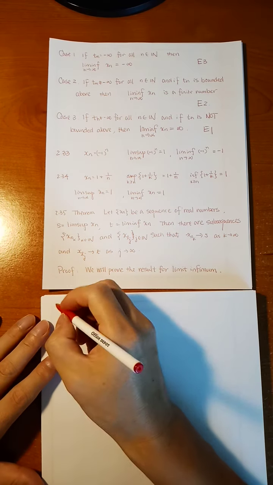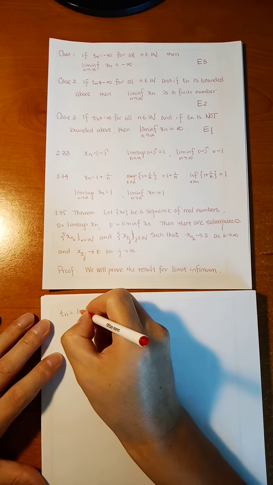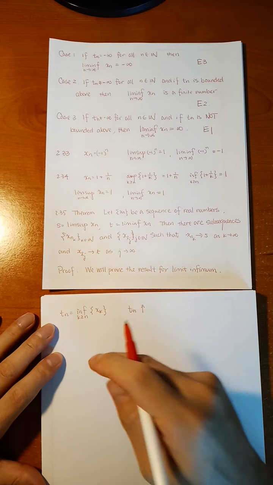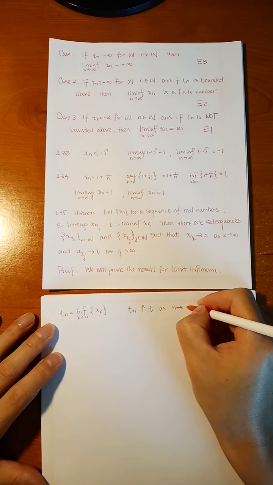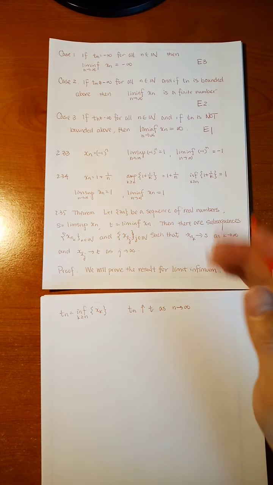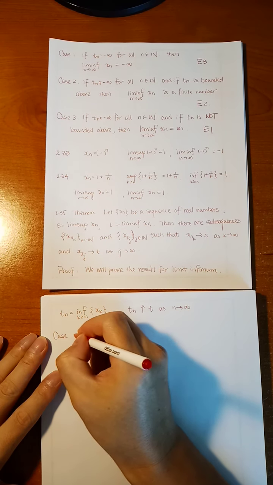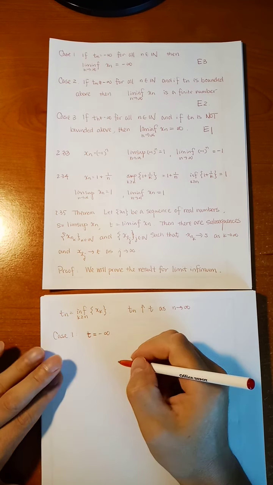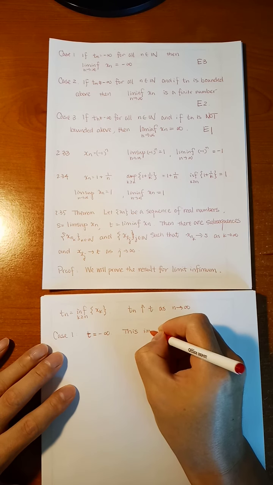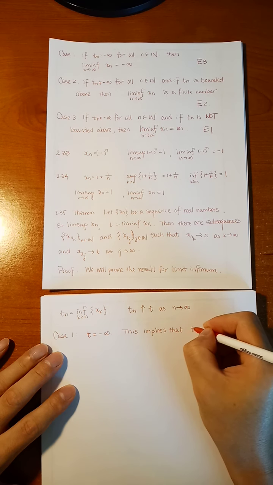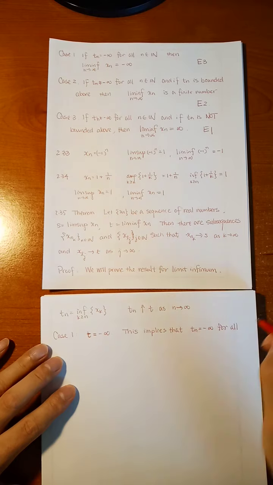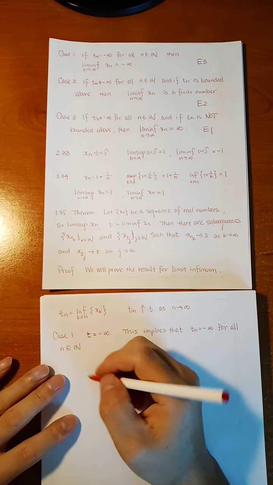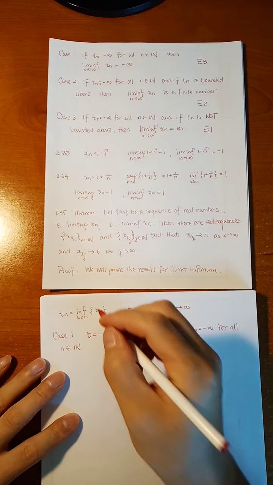We know that we have T. Okay, proof. We have T_n equal to the infimum over k greater than or equal to n of x_k, and T_n increases to T as n approaches infinity. Okay, that's increasing. So let's see. Case 1: if this T is negative infinity, this implies that T_n is negative infinity for all n. Okay, that's exactly the first case. Then let's check.